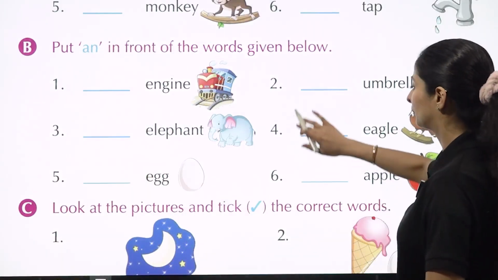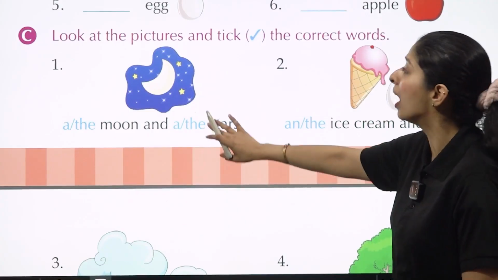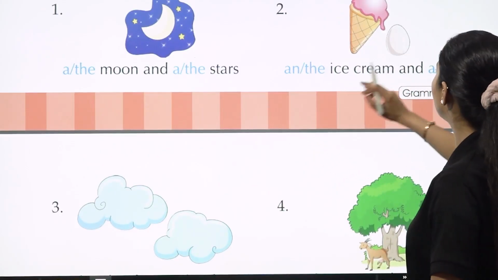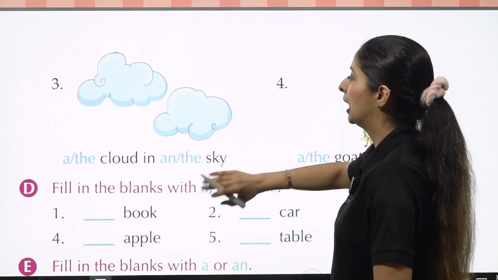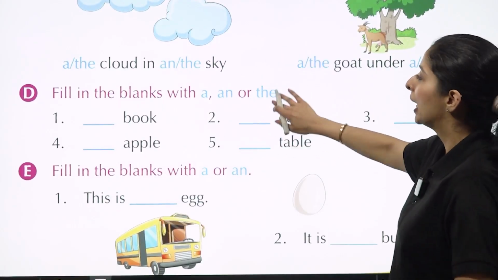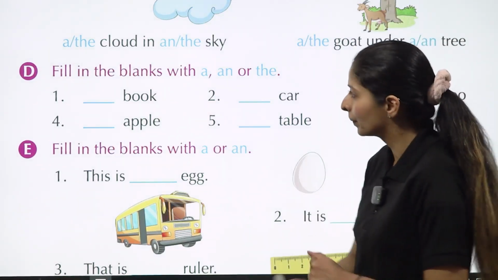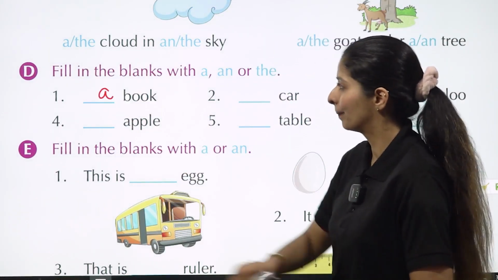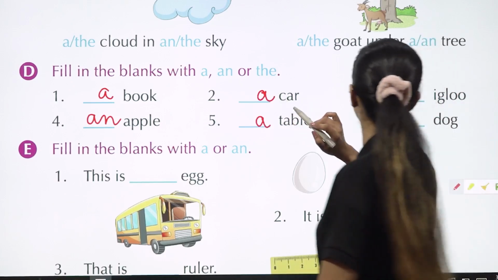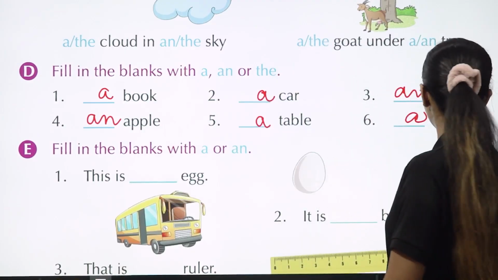Now next, here also look at the pictures and you have to tick the correct words. The moon, the stars. I is a vowel, an ice cream and an egg. So next, clouds, and this you have to tick in the sky. Here also, what you have to do is fill in the blanks with a, an or the. So, a book, an apple, a car, a table, an igloo, a dog.